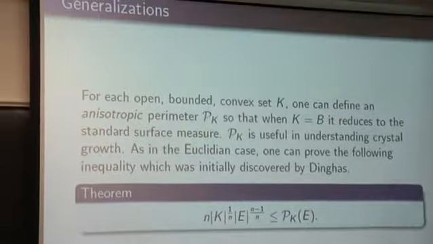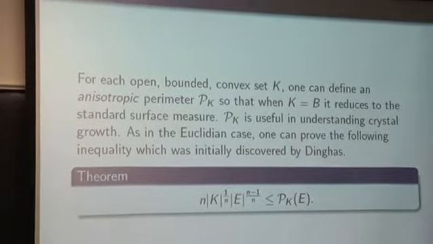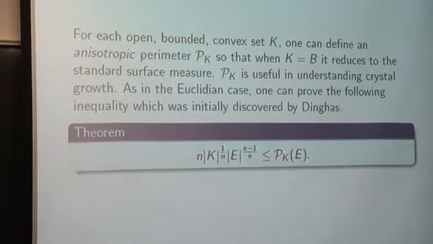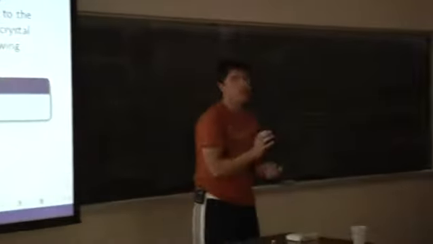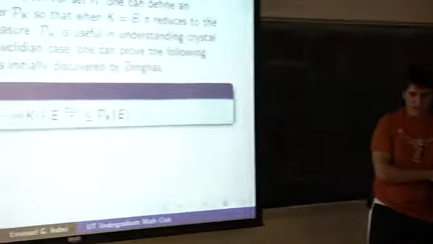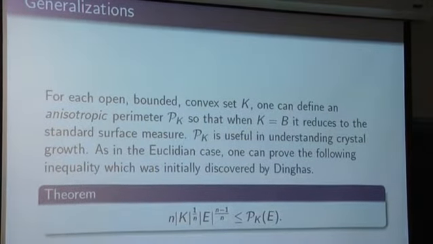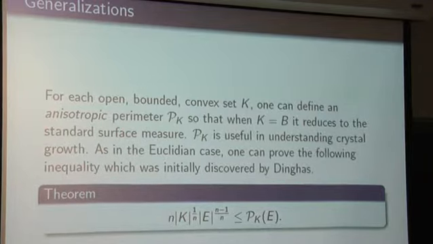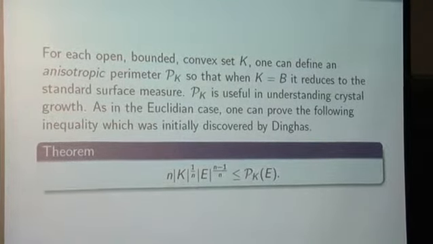Now, what are generalizations to this? Okay. So the way we defined the perimeter was just, you take the set, and then you take the surface measure of the set, right? That's the way we define perimeter. It turns out that this is not a good enough definition of perimeter from, let's say, the point of view of crystallography. So the perimeter we used was the isotropic perimeter. There is this thing called the anisotropic perimeter, which I will denote as PK.